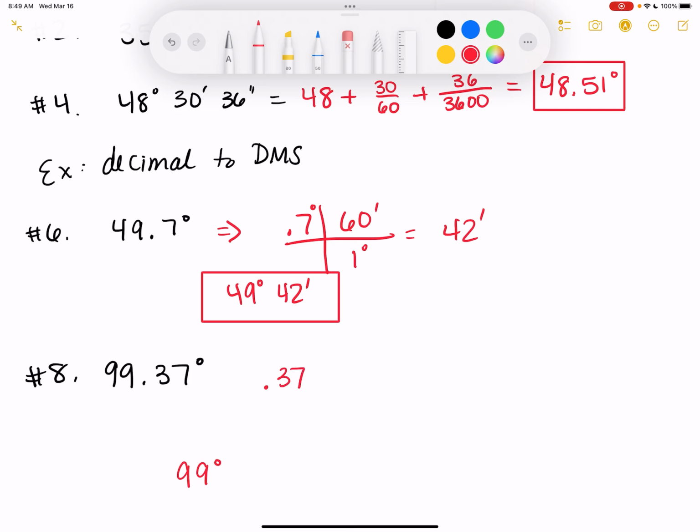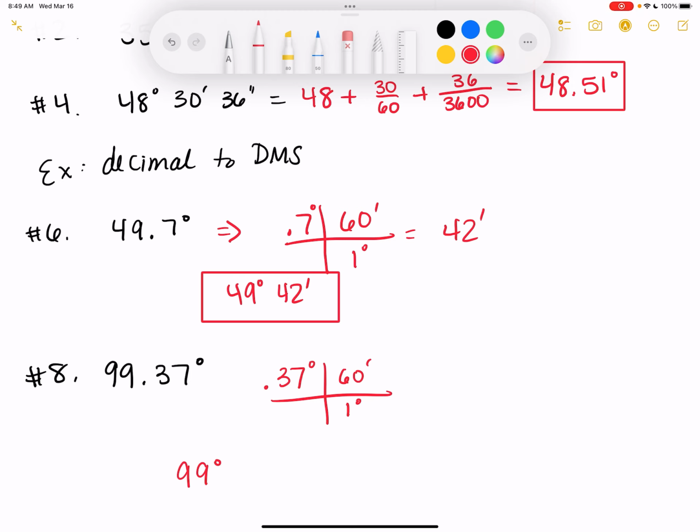Then 0.3 times 60 is 18. Okay, so this one's a little bit different. When you're doing the conversion, you start with the 0.37. So you do the 0.37 degrees times the 60 minutes over 1 degree. Then your degrees cancel. So do 0.37 times 60.